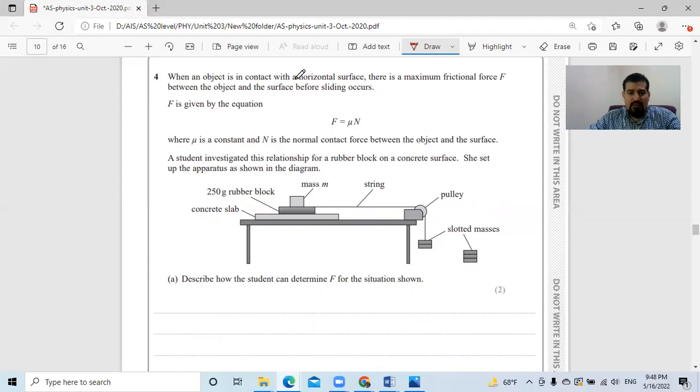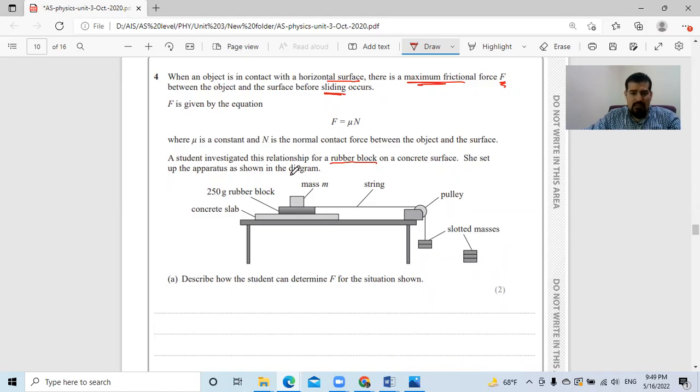When an object is in contact with a horizontal surface, there will be a maximum friction force F between the object and the surface before sliding. F is given by the equation F equals mu times N, where mu is constant and N is the normal contact force between the object and the surface. You are going to study this equation in mechanics M1, or maybe you studied it. A student investigates the relationship of a rubber block on a concrete surface.